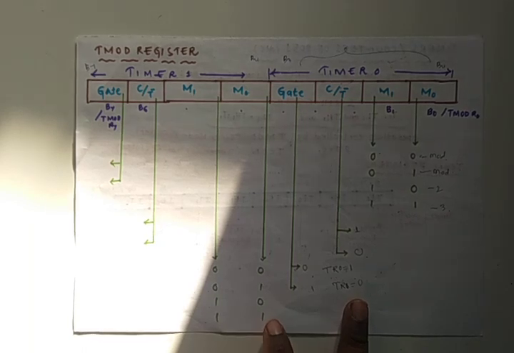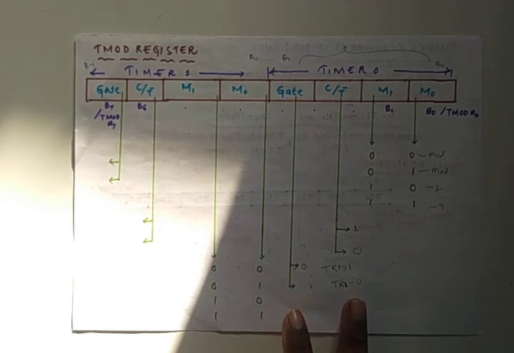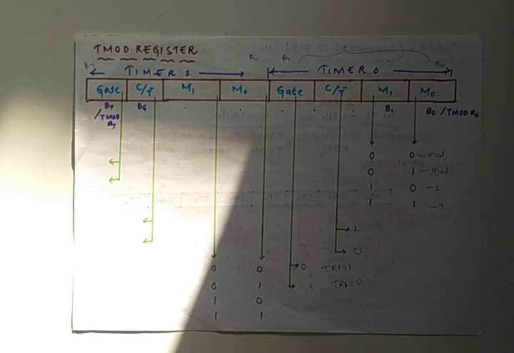We know that the 8051 has two timers, timer 0 and timer 1, each 16-bit wide, and the functions and operations of these timers can be controlled by two 8-bit registers. One is TCON, that is the timer control register, and another one is TMOD, that is the timer mode register.